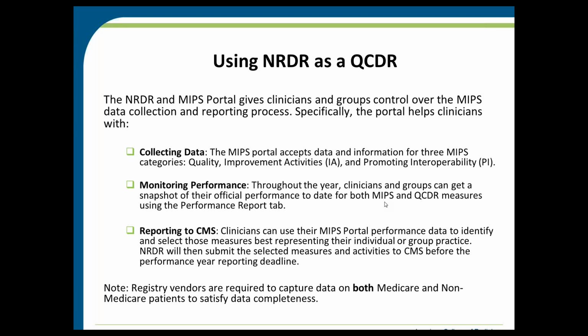Throughout the year, the MIPS performance report portal is going to be updated pretty much live with the MIPS measures you submit and the QCDR measures you've submitted. Within about 24 hours of you submitting data, you'll be able to look at your performance rate for that point in the year for each measure you're submitting. And finally, the CMS Submission tab is going to let you report your data to CMS. And you can report either as an individual or as a group practice.